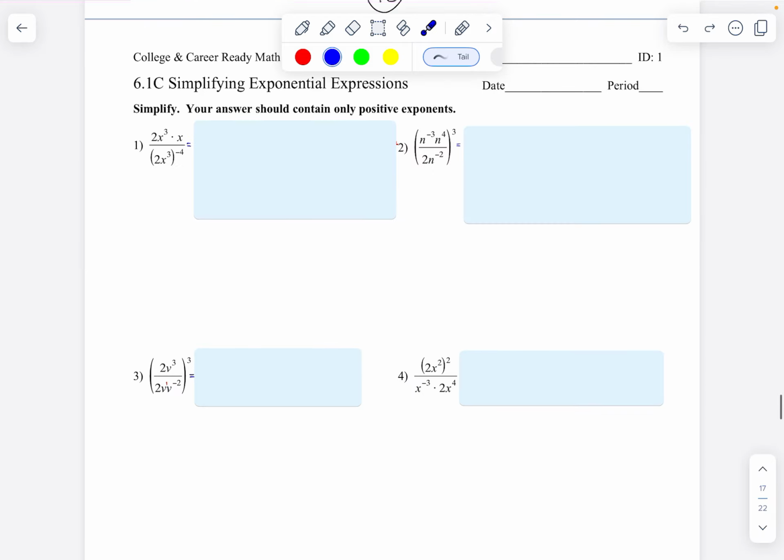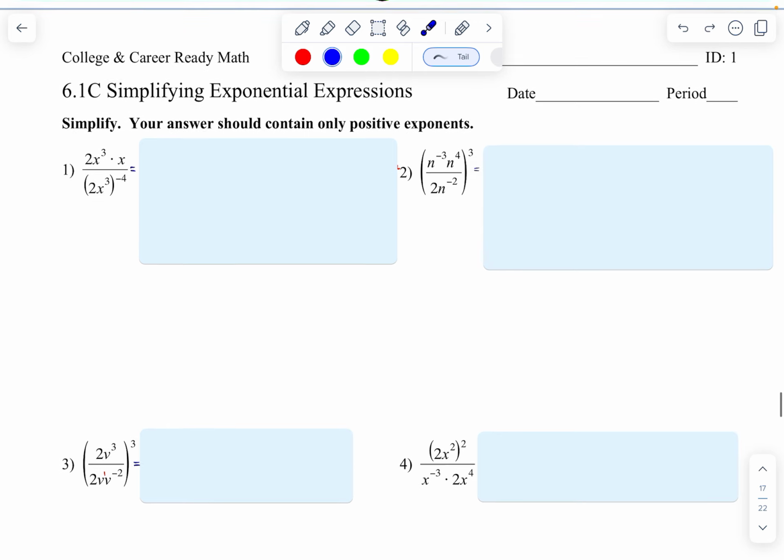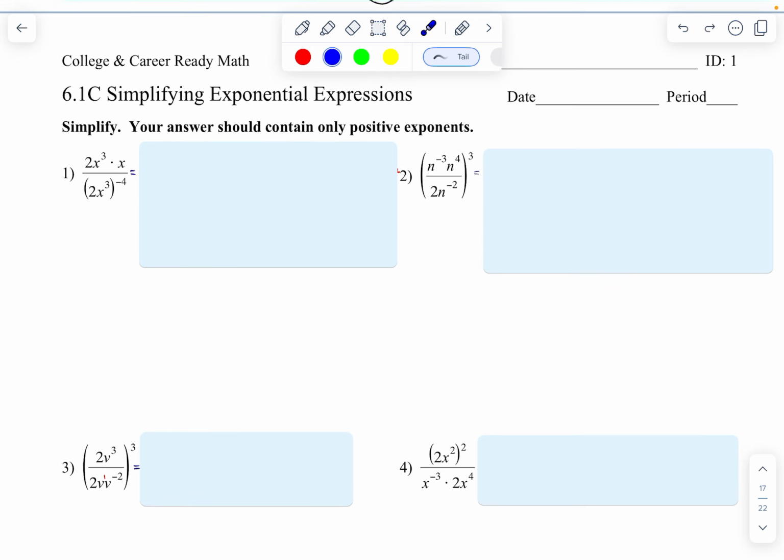And with that, go ahead and try taking on 6.1c. It's all the same exponent rules, but you're going to find that it's a little bit trickier to apply all of them in one given problem instead of one at a time.